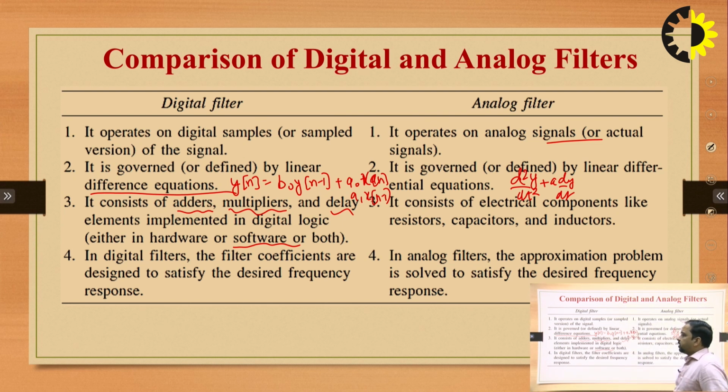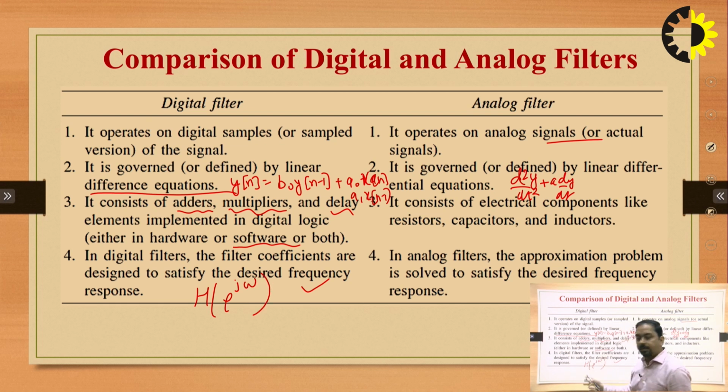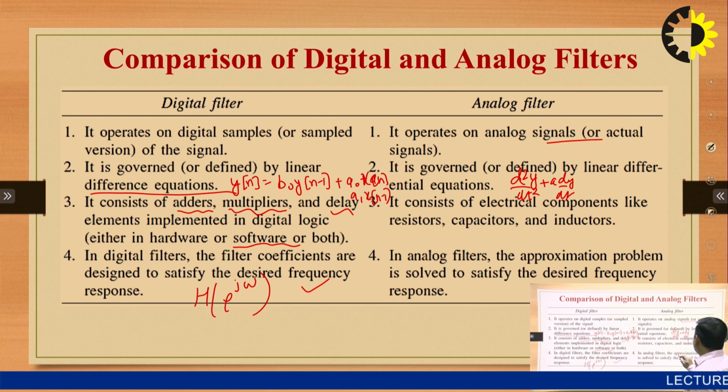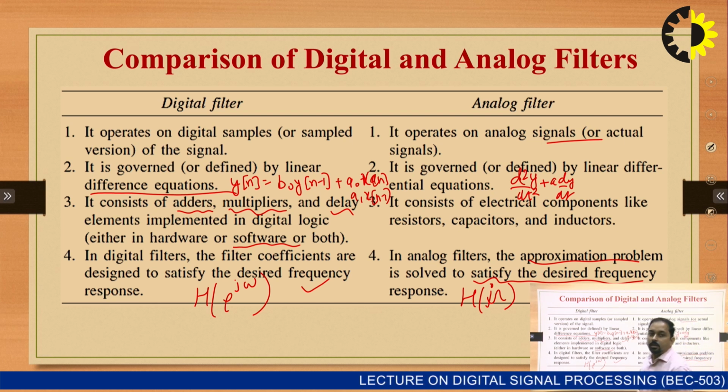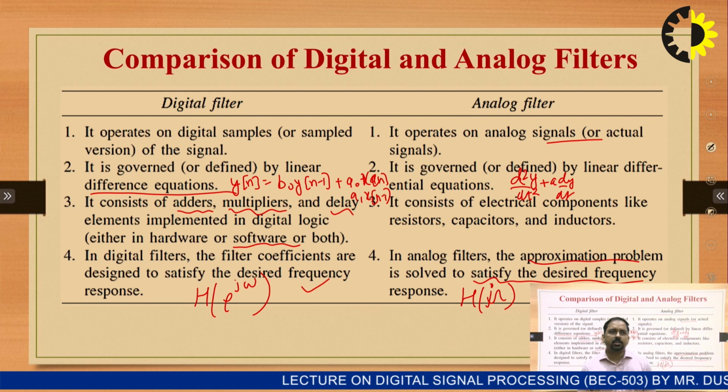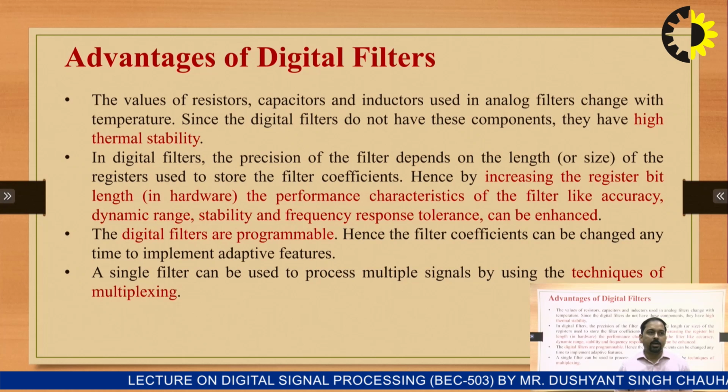Now in digital filters, the filter coefficients are designed to satisfy the desired frequency response. Whatever the frequency response we have, it will be represented by e raised to power j omega, because it is the frequency response of a digital filter. And in the analog filter, the approximation problem is solved to satisfy the desired frequency response, which is given by H of omega or H of j omega. So these are the key differences between the analog filter and the digital filter.